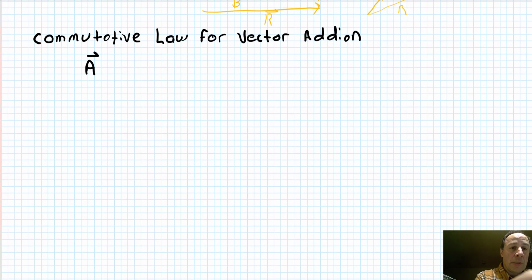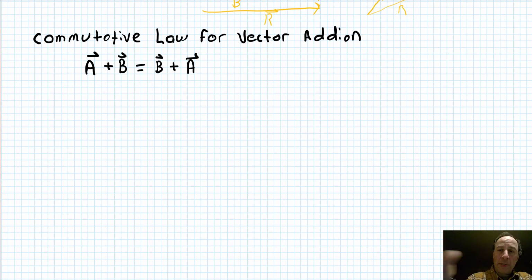Just like for arithmetic, A plus B equals B plus A. And this, I spelled addition wrong. Let's do that right. Addition, come on. Addition. There we go.